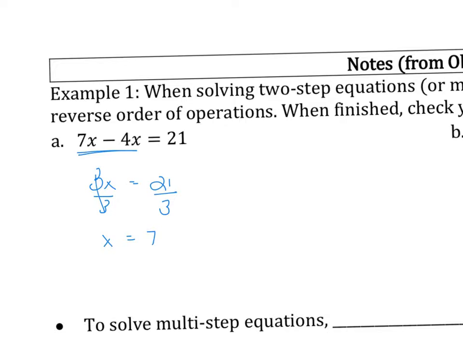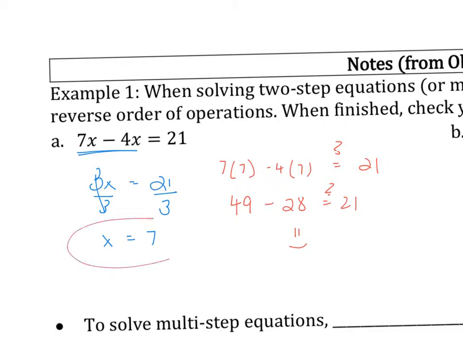Get in the habit of checking your equations. Anytime you solve and you think you know what x is, go ahead and plug it into your original and see if it works. So in our original we have 7 times 7 minus 4 times 7. We don't know for sure that it equals that because we're checking it, so I'm going to put a question mark. Equals 21. 7 times 7 is 49. 4 times 7 is 28. Does that equal 21? And yes, it does. So this is our solution.